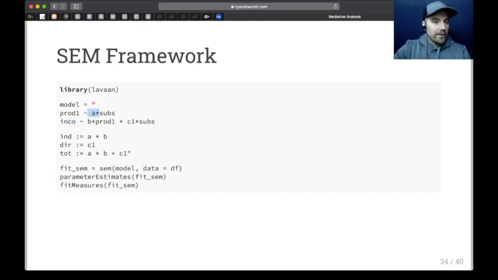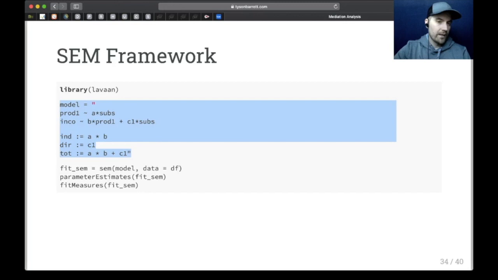The reason why we named these is it allows us to create the final estimates that we may want to get out. So we use this colon equals operator to say we want to create another estimate that will use information from these models. And the indirect is just A times B. The direct is just C1. And then the total is the indirect plus the direct. And then we close it with the quote. So this is just text to R.